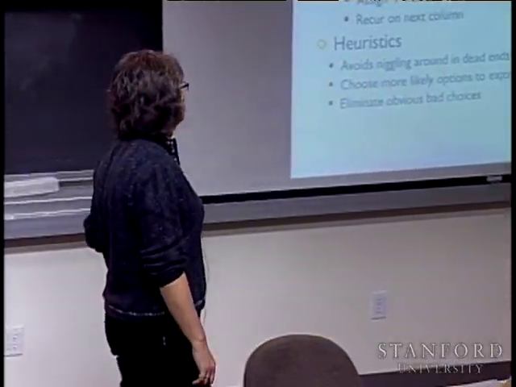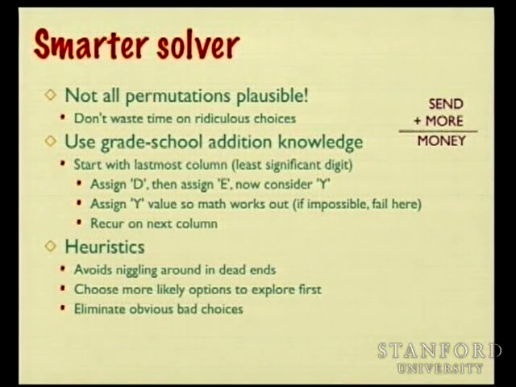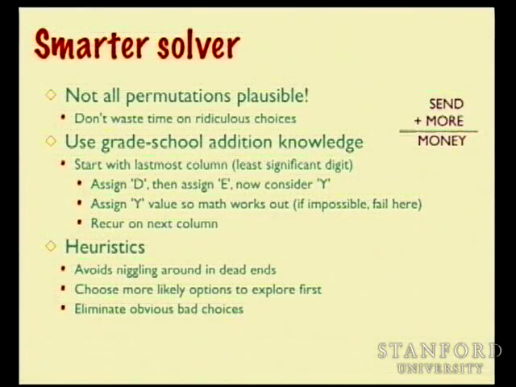So what the smarter solver does is that it doesn't consider all permutations equally plausible. We're going to use a little grade school addition knowledge. If I look at the rightmost column, the least significant digit, I'm going to assign D first. I assign D to 0. I assign E to 1, and then I look at Y. I don't try Y is 5 or 7 or anything like that. I say there's exactly one thing Y has to be. If D is 0 and E is 1, then Y has to be 1. And I can say, well, that won't work because I already used 1 for E. So it'll say, well, that's impossible.